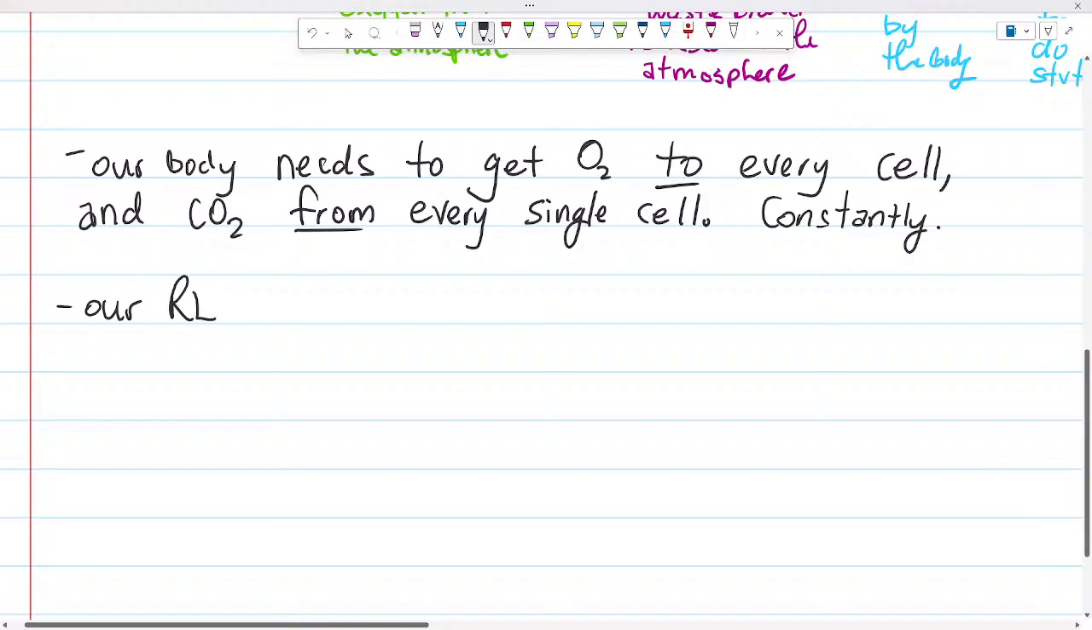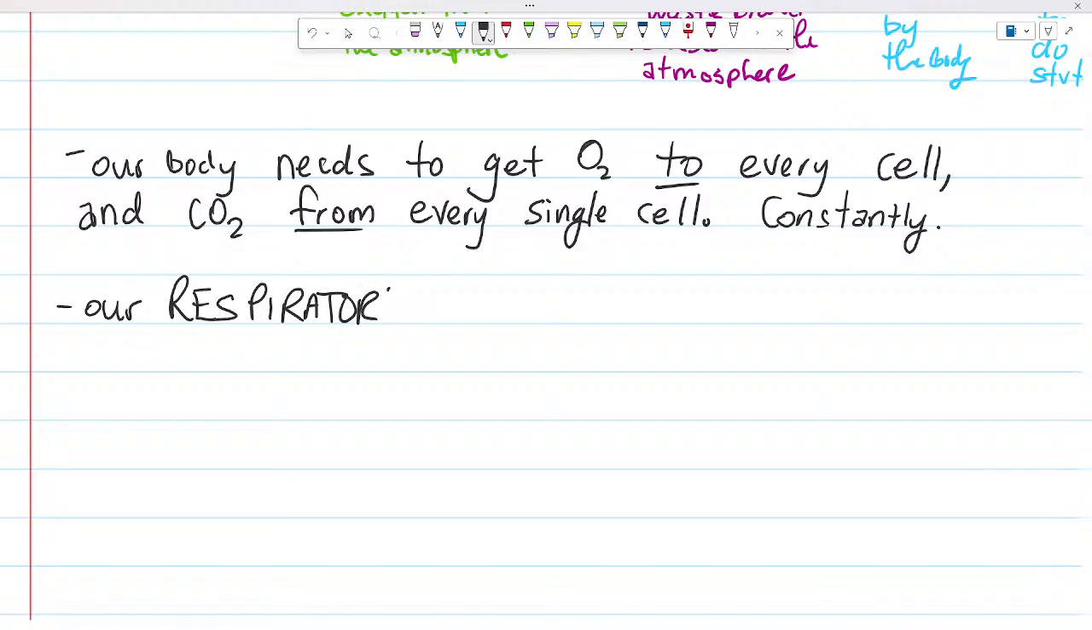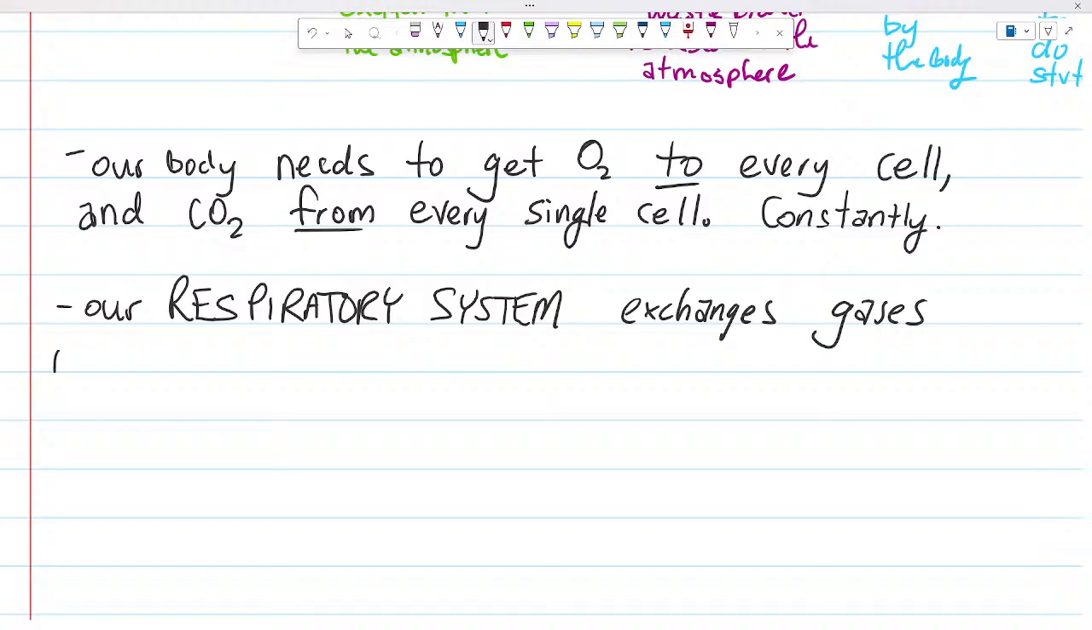Okay. So, our respiratory system exchanges gases with the atmosphere.